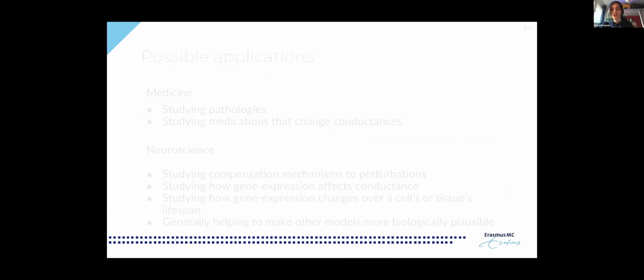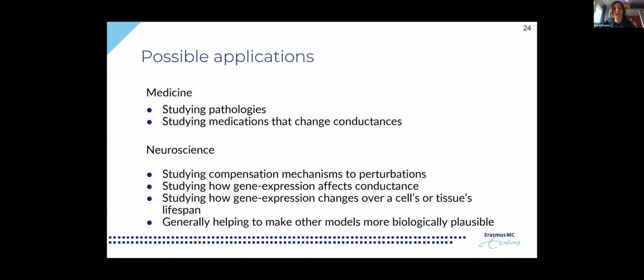This actually is very interesting because it can have many possible applications in the future. We can use it in medicine to study pathologies or medication. And of course, in neuroscience, it can help us understand and make other models more biologically plausible, which will be very interesting. And we can maybe see how gene expression or these tau ratios change over the course of a cell's development, differentiation, or lifespan, which will be very interesting indeed.